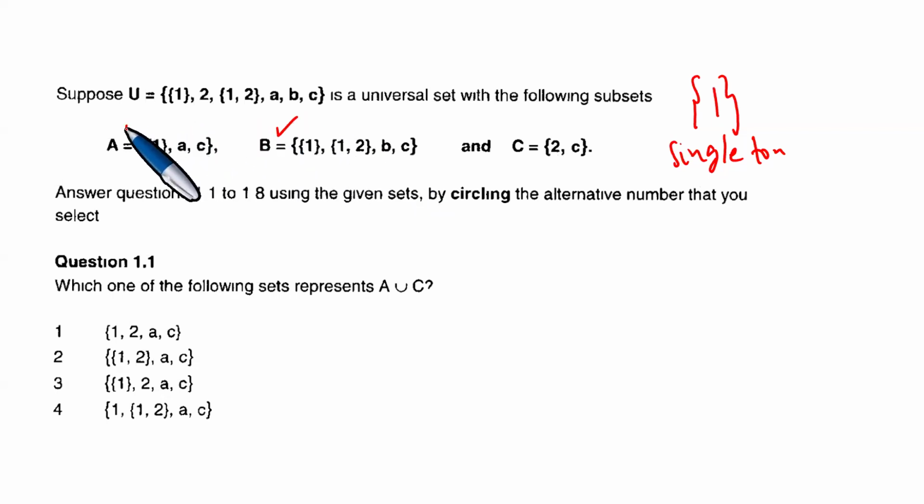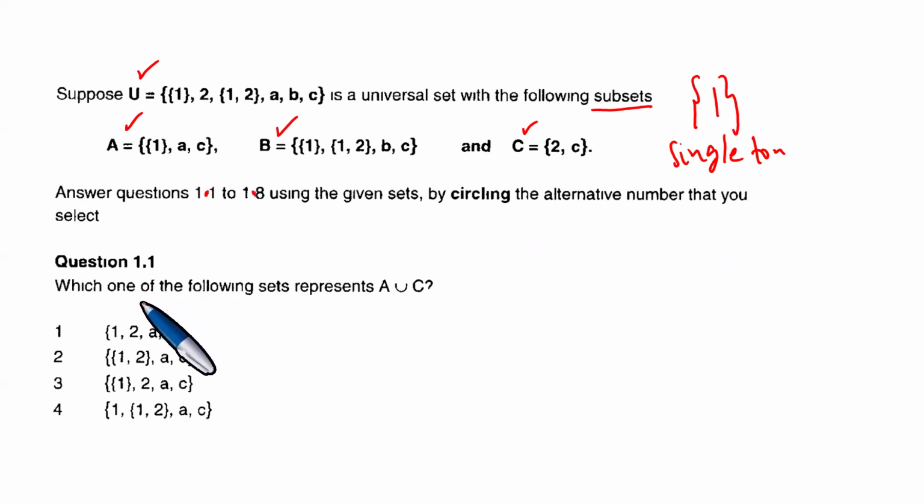Similarly, B is also a subset. It is indeed a subset of what we call the universal set U. The set C is similarly a subset of the universal set U. Answer questions 1.1 to 1.8 using the given sets by circling the alternative number you select.